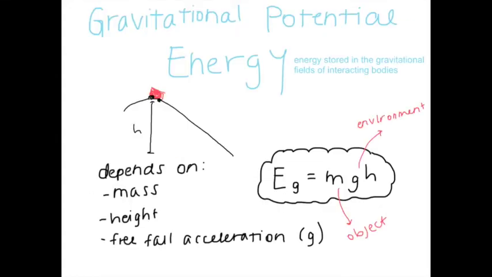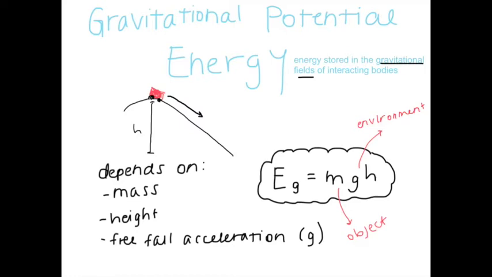The first type of potential energy is known as gravitational potential energy. This is energy stored in the gravitational fields of interacting bodies. So for example, in this situation we have a roller coaster that's at the top of a ramp. It's going to speed up as it goes down the ramp as a result of the energy that it got from being at a height that's higher than ground level.